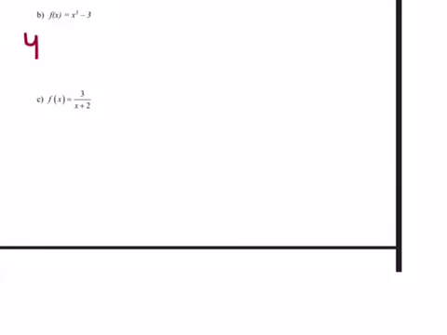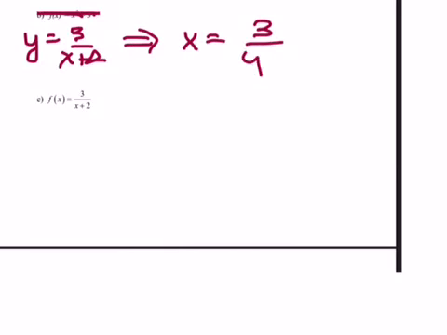So I'm going to again replace the f of x with y for now, and then I'm going to flip-flop my x and y. My goal is for this to say y equals, so since y is in the denominator, I need to get this y plus 2 out of the denominator. So I'm going to think of cross multiplication here, or just multiplying both sides by y plus 2.